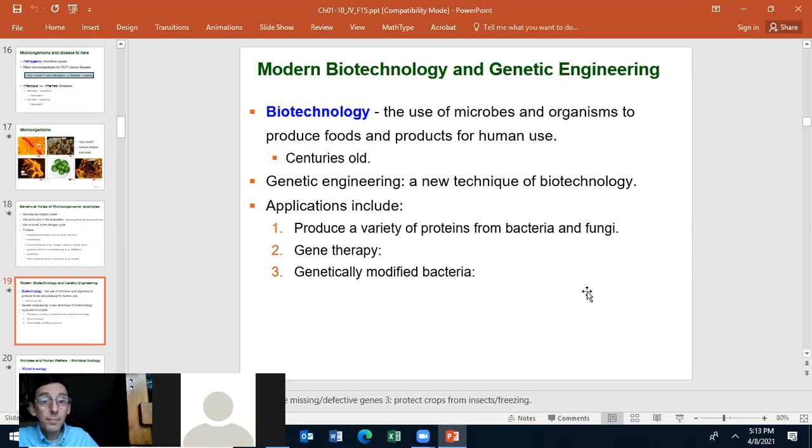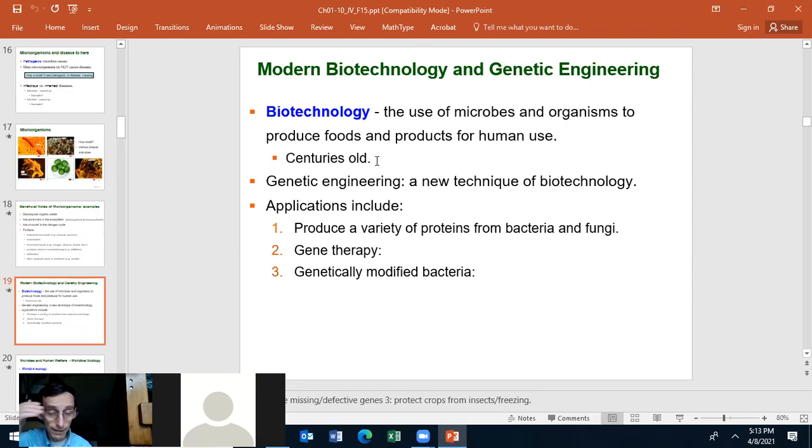Microorganisms are also important in biotechnology and genetic engineering. Biotechnology is actually the use of microbes and other organisms to produce foods and products for human use. And this is centuries old. People have been using biotechnology for centuries. It's just that there's a new form of biotechnology using genetic engineering that is new. And that's usually what we think of as biotechnology.